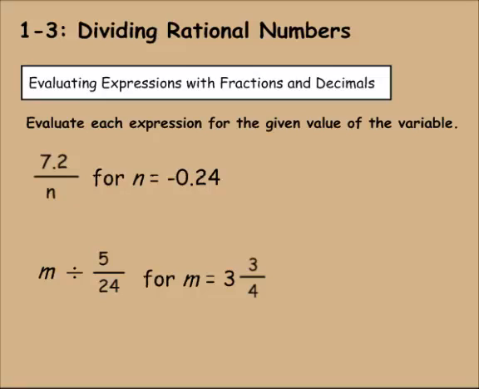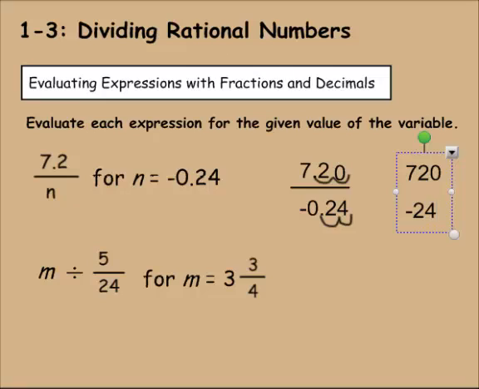Now this is basically what we've been doing, except we have to do some algebraic plugins here, some expressions. So we have 7.2 divided by n, but now n is negative 0.24. So we've done this before. We need to plug in negative 0.24 for n. So we have 7.2 divided by negative 0.24. Remember what we need to do? We need to get rid of the decimal on the bottom half, or the denominator. So we move it over 1, 2. Same thing over here, 1, 2. So now we have 720 divided by negative 24.